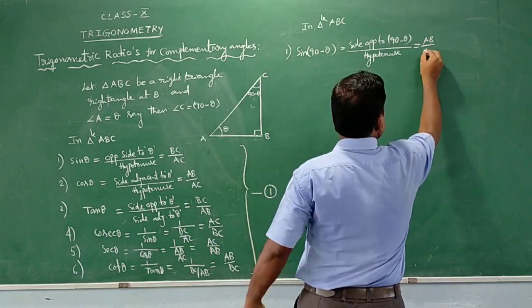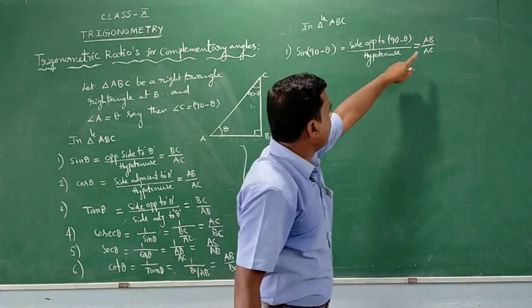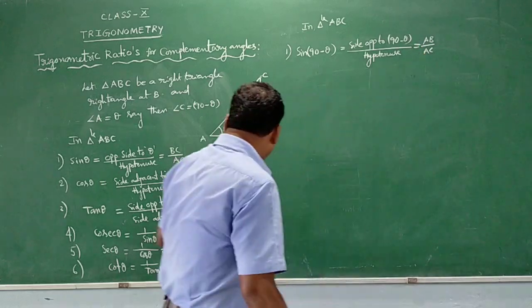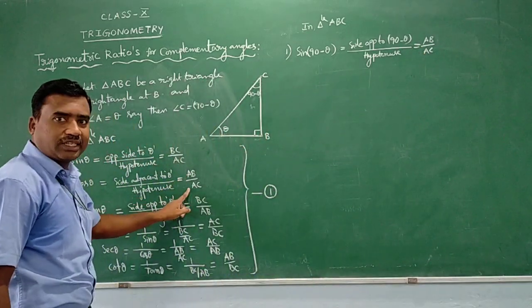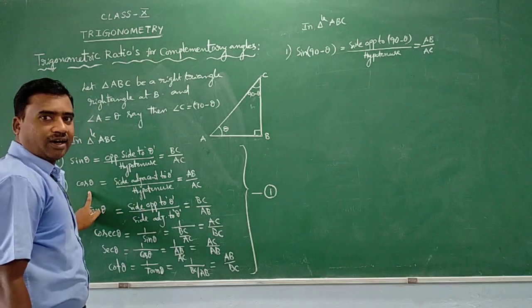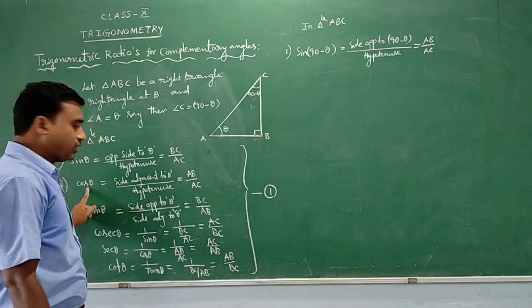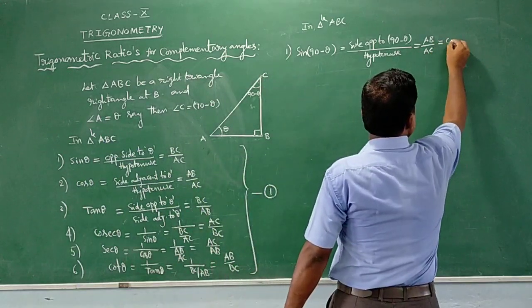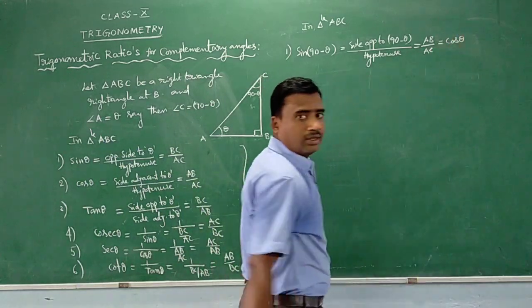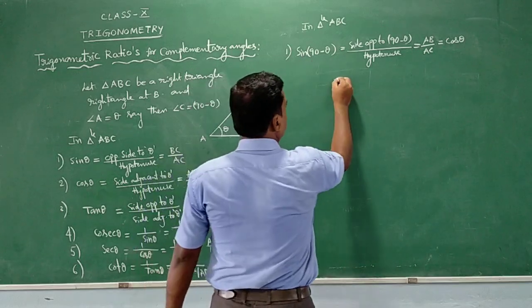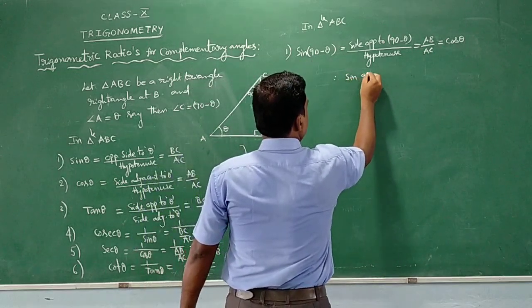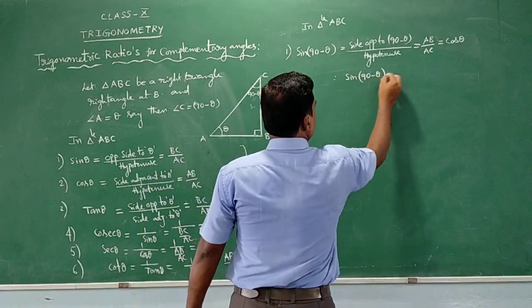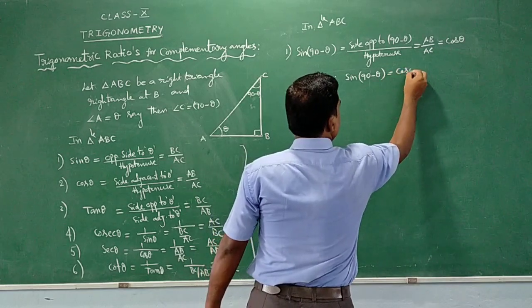So students, here we have AB by AC, but from before, AB by AC is equal to cos theta. So therefore, sin 90 minus theta is equal to cos theta.